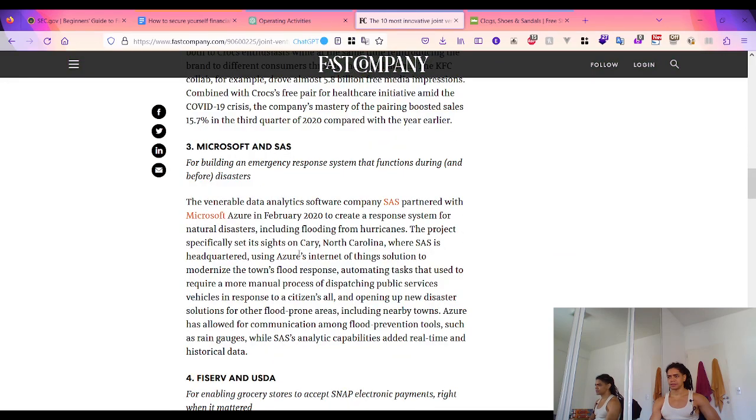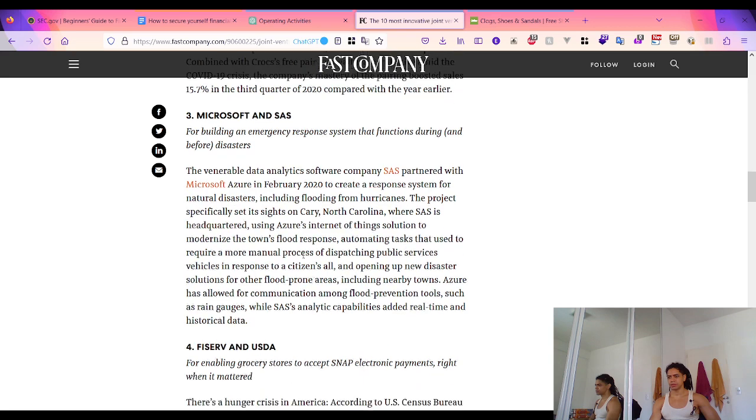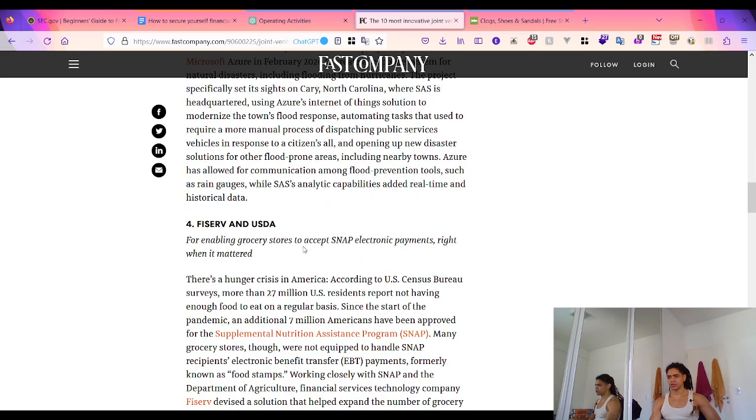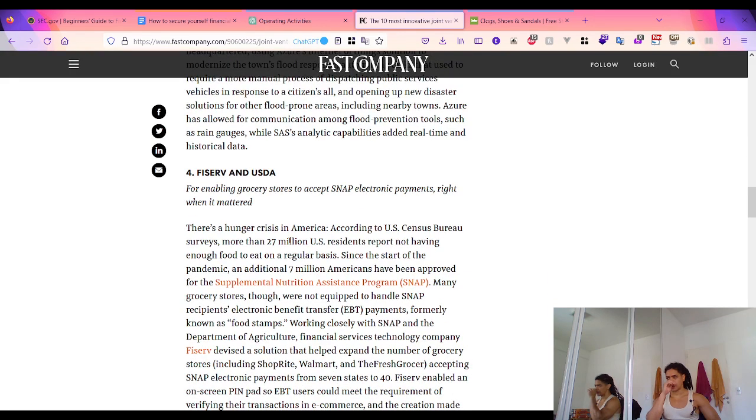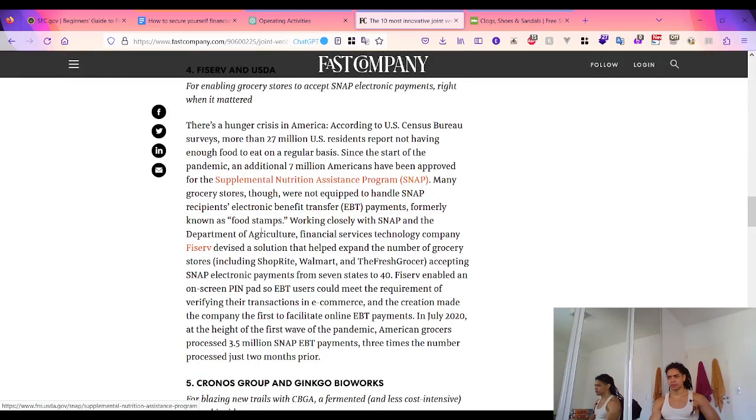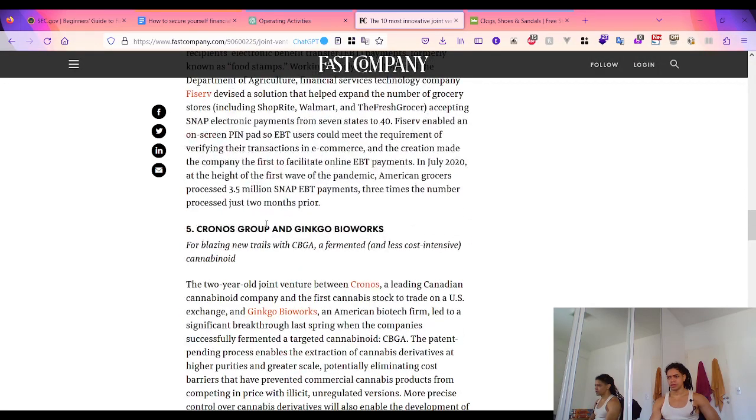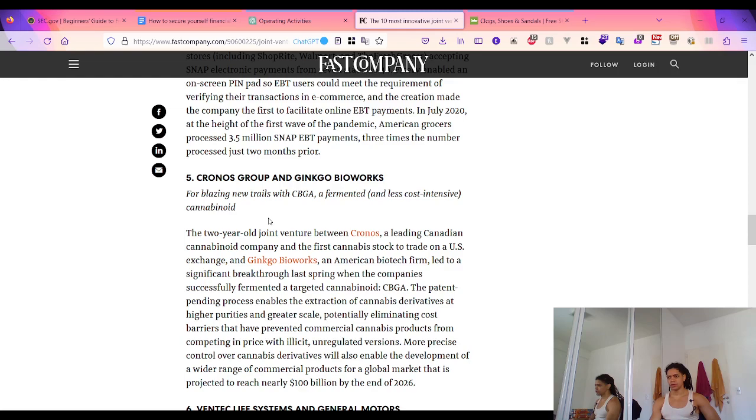Joint ventures. Microsoft and SAS. Fiserv and USDA. Noah's Food Stamp. Kronos Group and Ginkgo Bioworks.